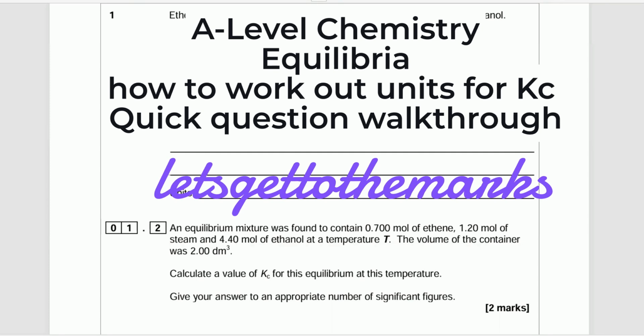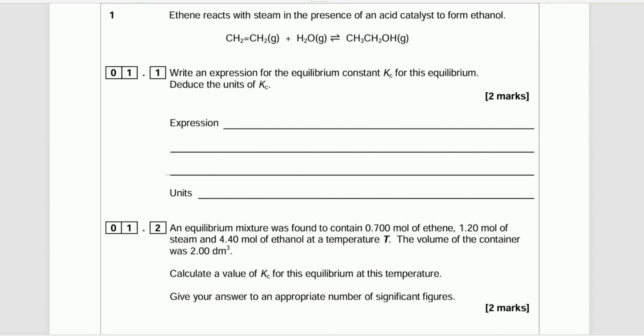Okay, welcome to Let's Get to the Marks. Going through a question on Kc. Going to focus on how you work out the units in this question. It's a quick one. Let's get into it.